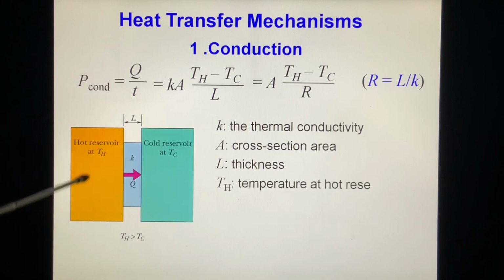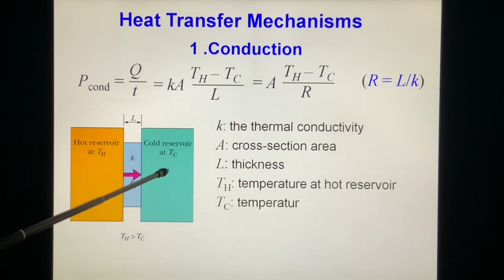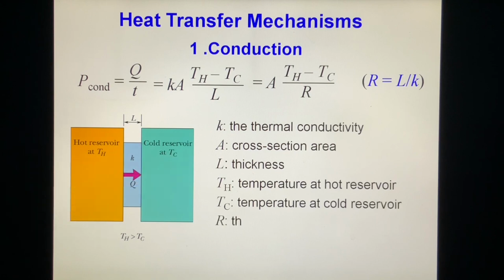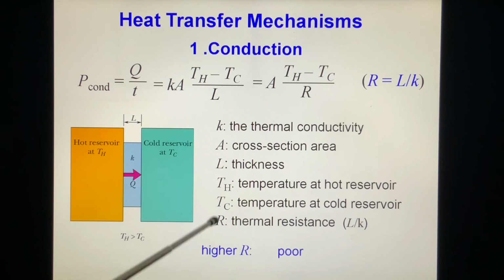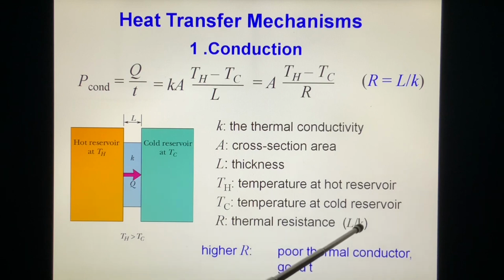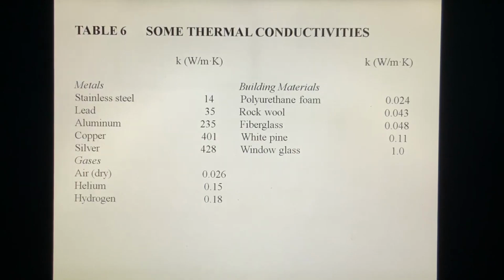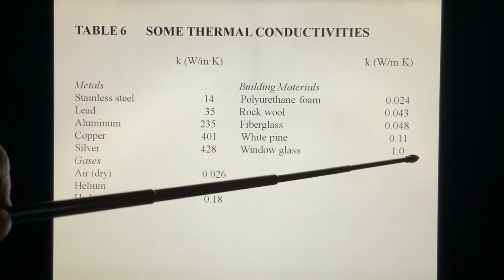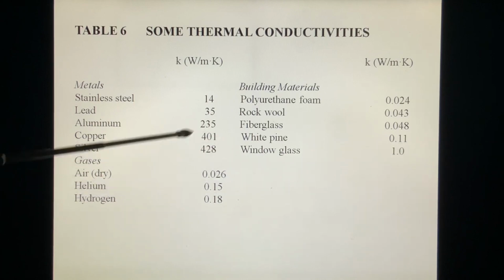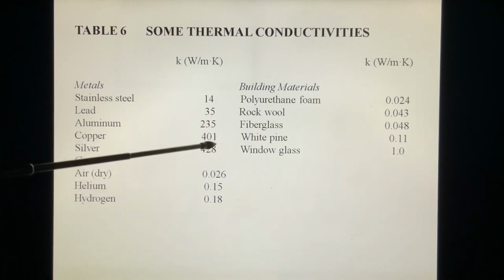TH is the temperature of the hot reservoir. TC is the temperature of the cold reservoir. And R we call thermal resistance. The higher the R, the lower the K, meaning poor conductivity and a good thermal insulator. These are some thermal conductivities. We will see water and glass are about 0.1, and silver is very, very good at conducting heat.